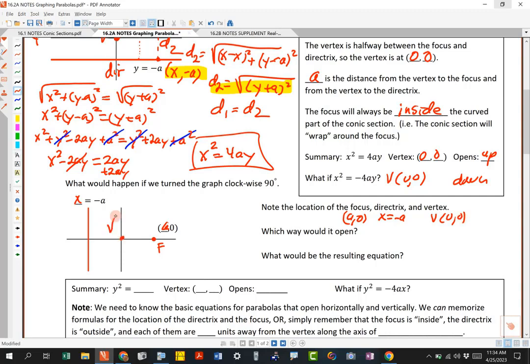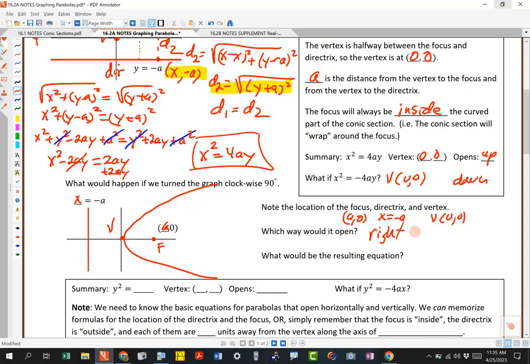Vertex is right here. D, what do you think? Yeah, it would open to the right. It's going to be a parabola that looks something like this. So it opens right. Does anybody want to take a guess at what the equation would be? Mason's got his hand up. Anybody else? Wilson? Anybody else?